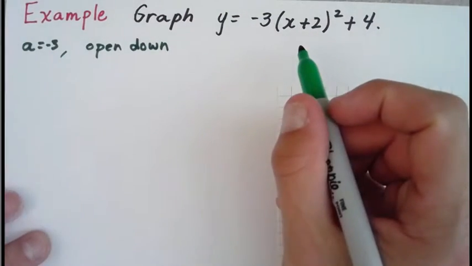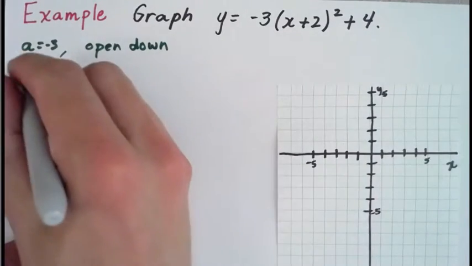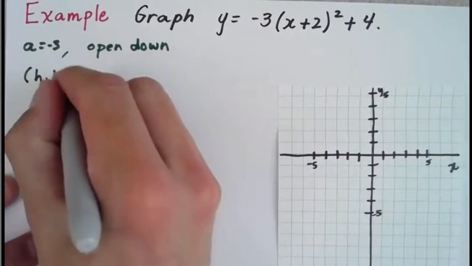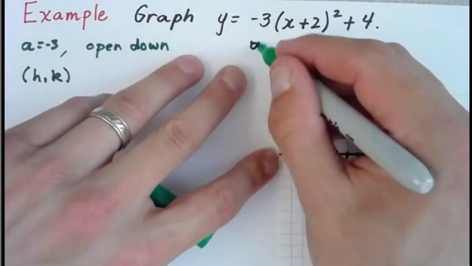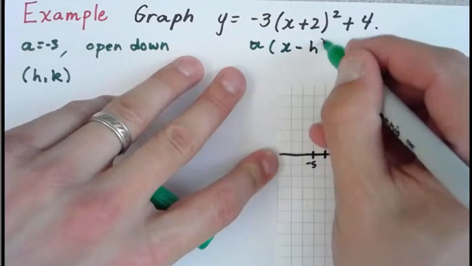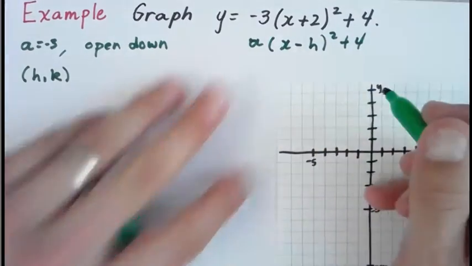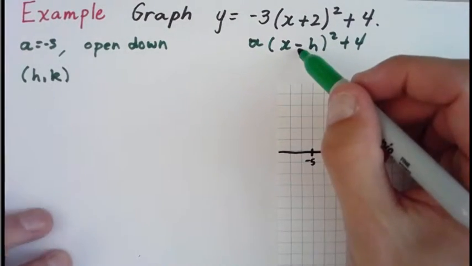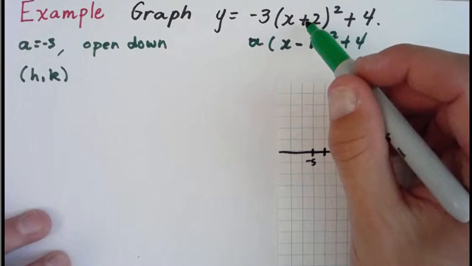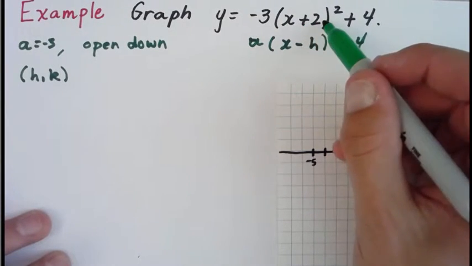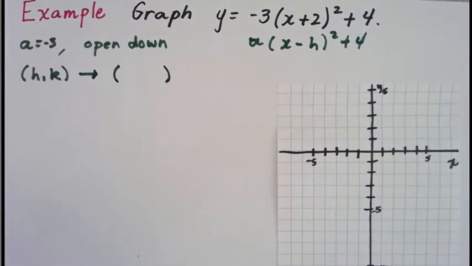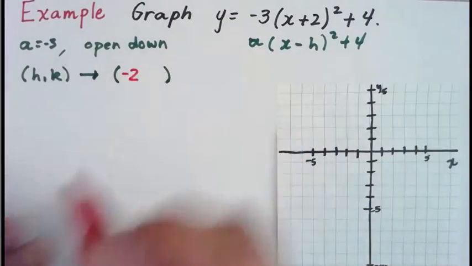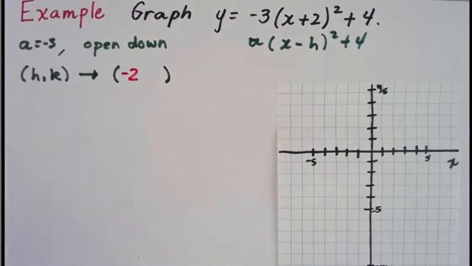Okay, so now we have to identify the vertex h, k. If we rewrite this in general form, it's a times the quantity x minus h squared plus 4. What you want to really identify here is, notice how you're going from a minus to an addition sign. The only way to do that is if you subtract a negative. So the vertex here, and you've got to be really careful, is negative 2, comma 4.